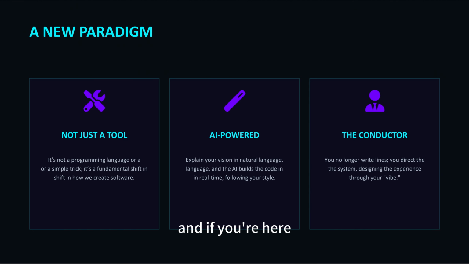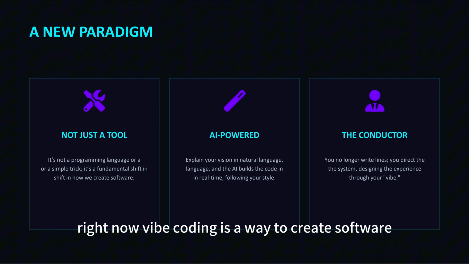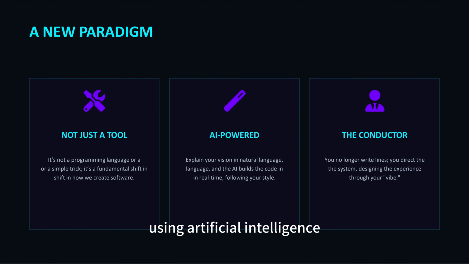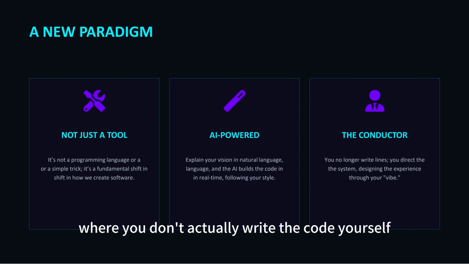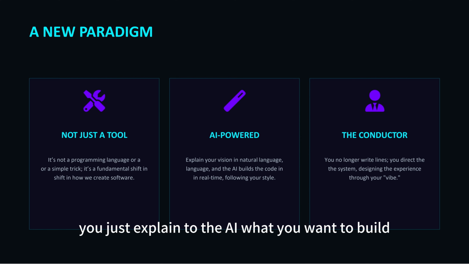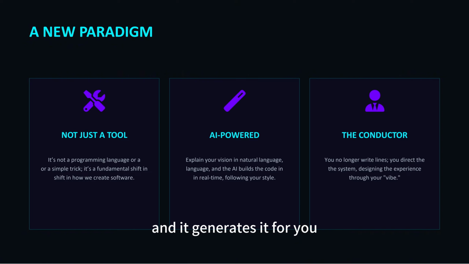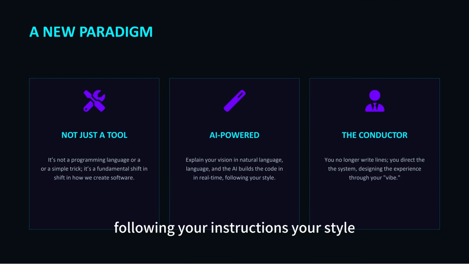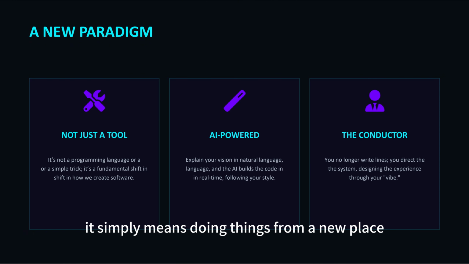And if you're here, it's probably because you feel that something big is changing right now. Vibe coding is a way to create software using artificial intelligence, where you don't actually write the code yourself. You just explain to the AI what you want to build, and it generates it for you. And the AI does it in real time, in the language that you need, following your instructions, your style, and your purpose. But don't get confused. This doesn't mean doing less. It simply means doing things from a new place.